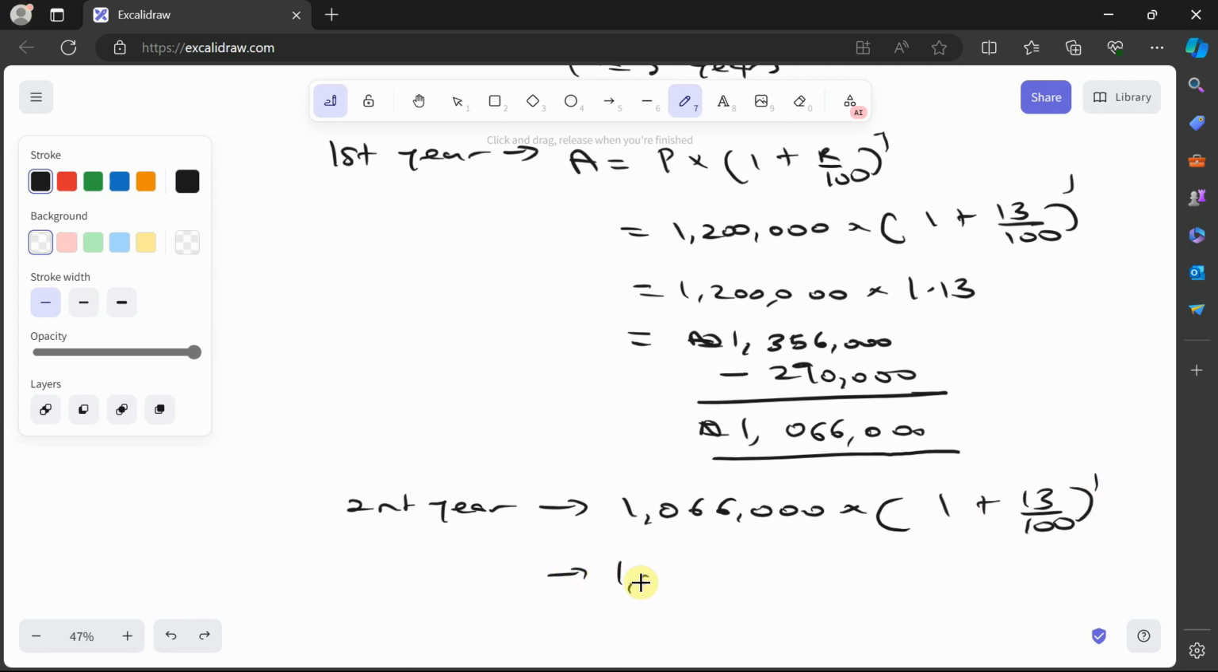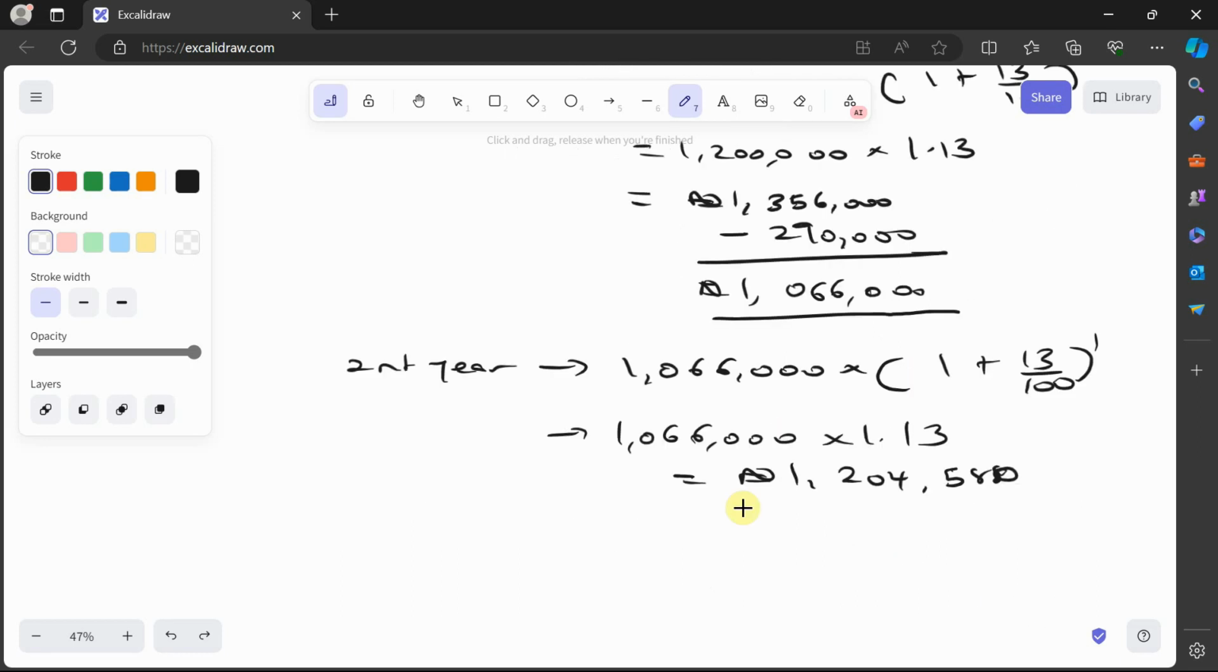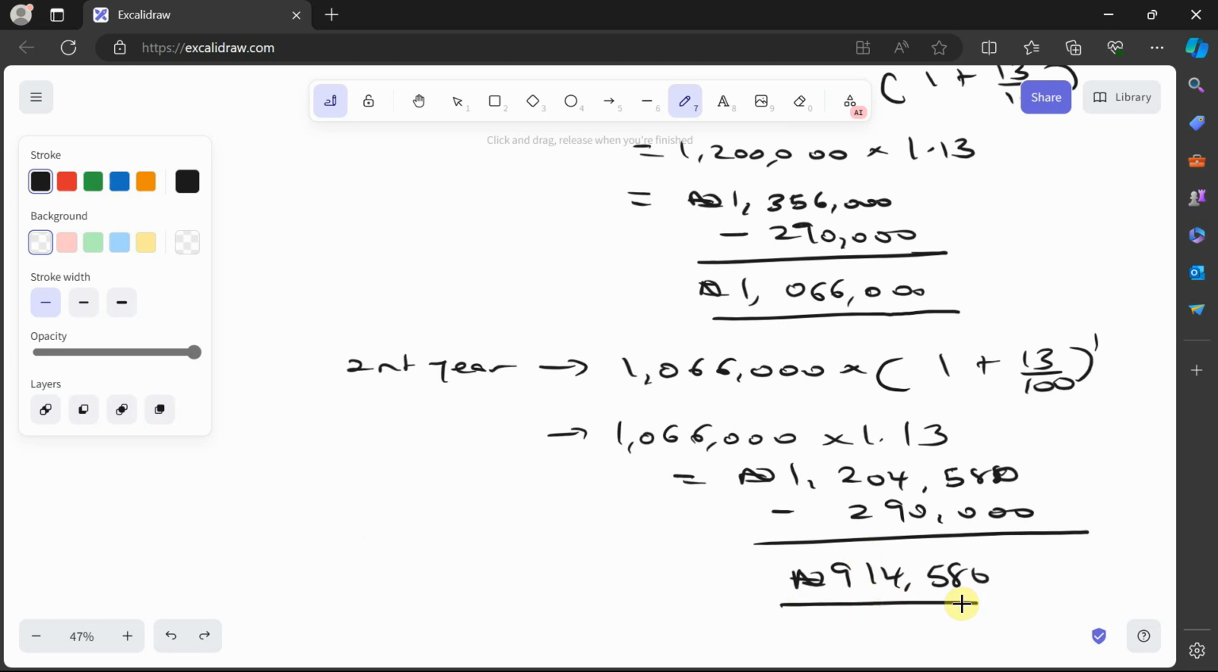So that is 1,066,000 times 1.13. So if you multiply this by 1.13, this will give you 1,204,580. Oh, sorry, 580, not 588. And remember, they also repay 290,000 at the end of the second year too, because they pay that money every year. So minus 290,000. Let's subtract 290,000 from this. That will give you 914,580. So at the end of the second year, they are owing 914,580.